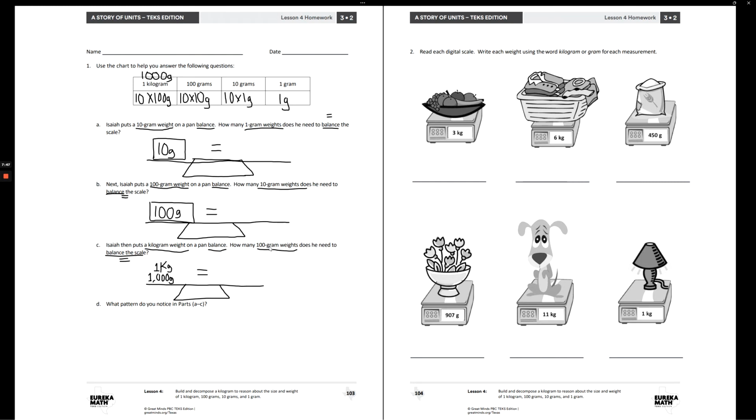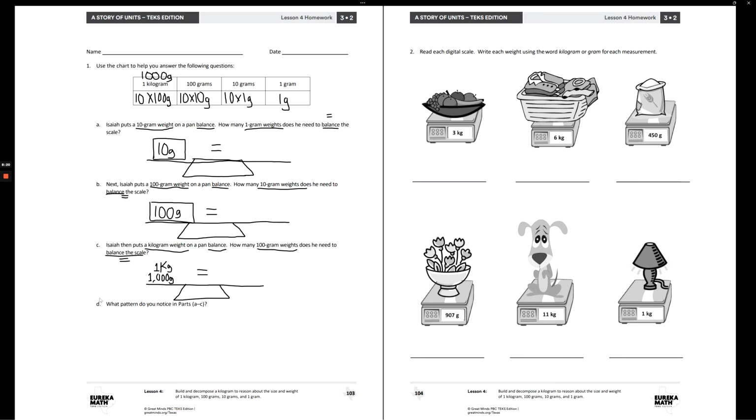How many times can 100 go into 1,000? We already wrote it on our chart up here. A kilogram is 1,000 grams, and we know 100 can go into 1,000 10 times because 10 groups of 100 make 1,000. So on this side, I want to see 10 groups of 100 that would be equal to 1,000.